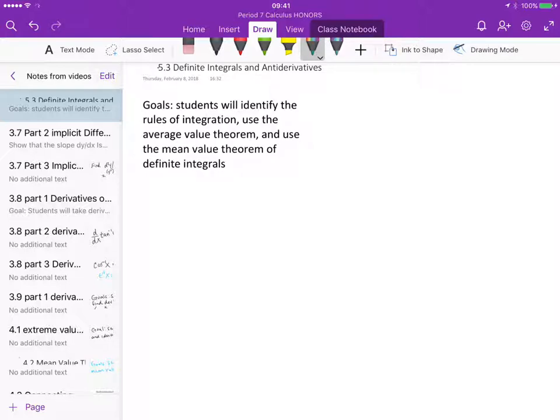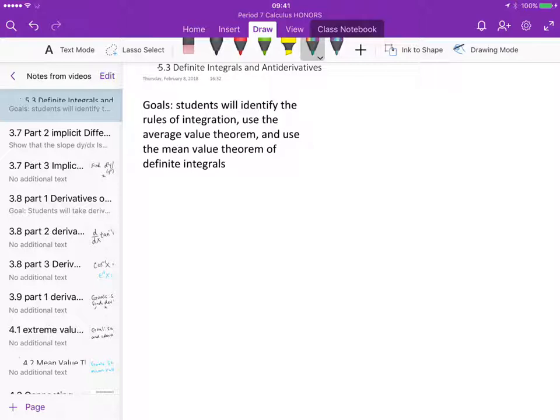Our goals throughout 5.3 are to identify the rules of integration, use the average value theorem, and use the mean value theorem of definite integrals. This video specifically is going to look into simply the rules of integration. I'm going to lay them out one by one for us, and it's going to give us a good preface for the rest of this section.